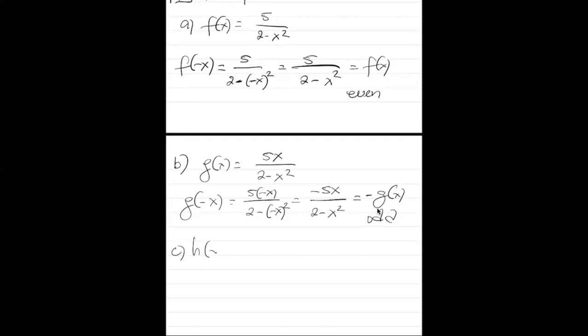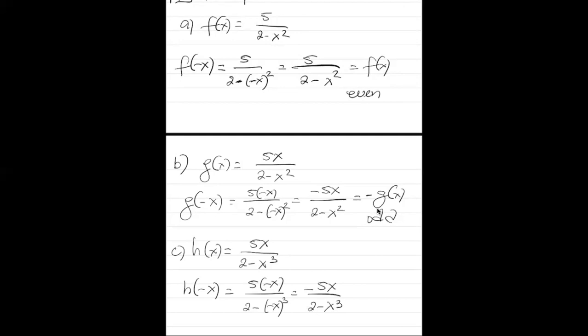C, h of x equals 5x over 2 minus x to the third. Plug in negative x. 5 times negative x over 2 minus negative x to the third, negative 5x over 2 minus x to the third.